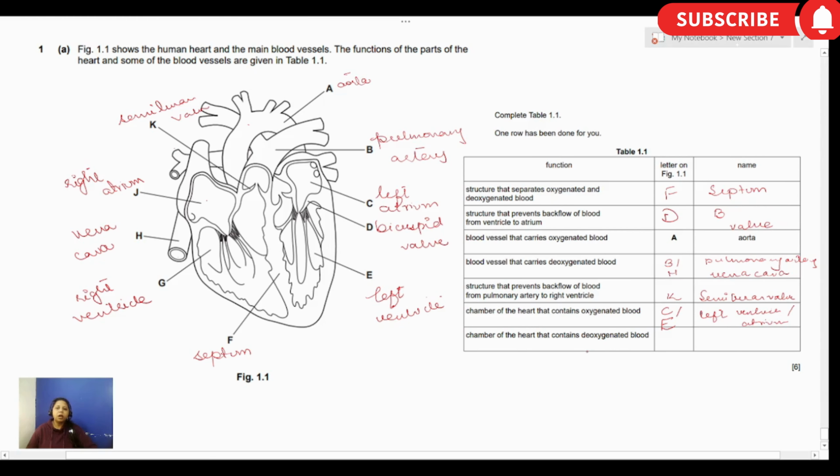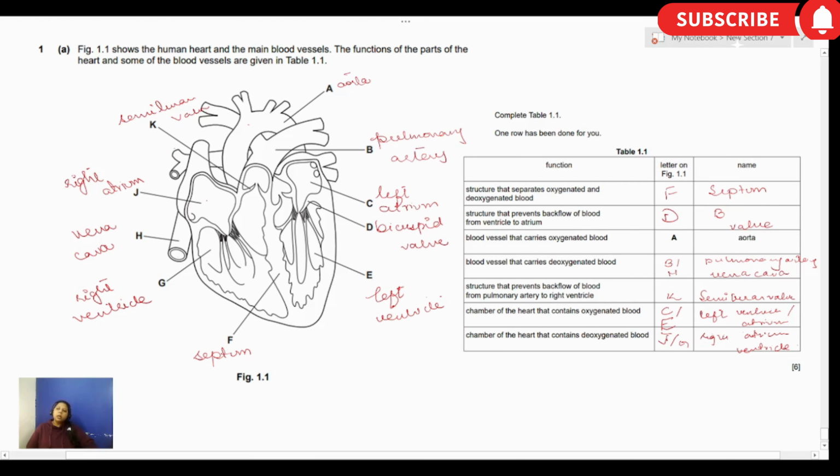Okay, chamber of the heart that contains the deoxygenated blood. Yeah, the right atrium. Yeah, right atrium and right ventricle.